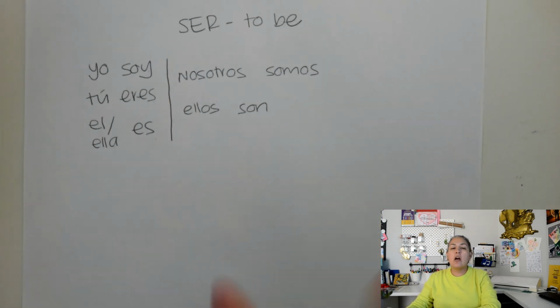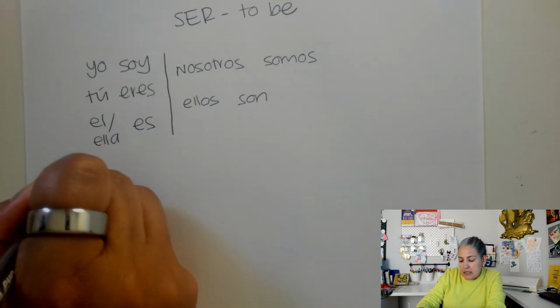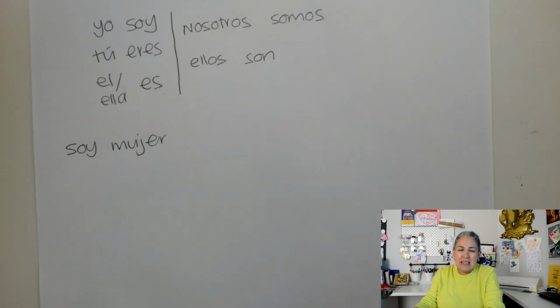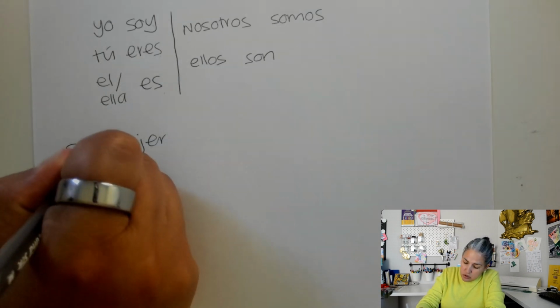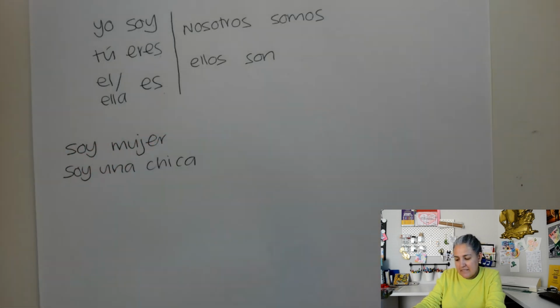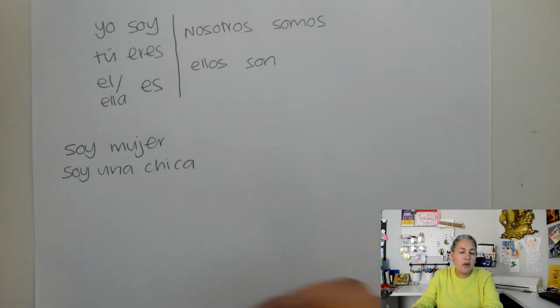So let's talk about girl or boy, man or woman. So we will use, if we're talking about myself, I'm going to write, I am a girl. We can write, soy mujer. That means lady. Soy una chica. That means I am a girl. I'm a lady, I'm a girl. Two different ways of saying it.